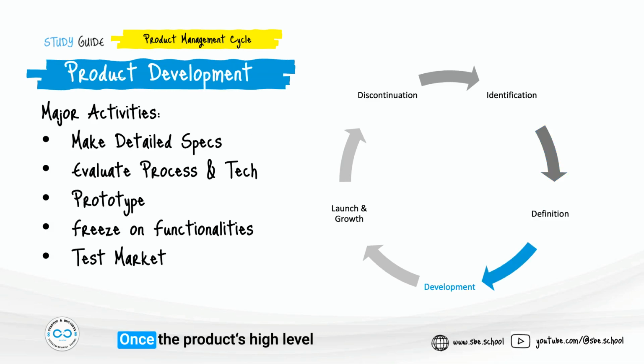Once the product's high-level specifications have been finalized and the top management has approved this product and committed resources for its development, the product management group involves the product development team. This team consists of people from R&D, manufacturing, industrial engineering, and sales. They are given the high-level specifications of the product and given the tasks of creating the actual physical product.